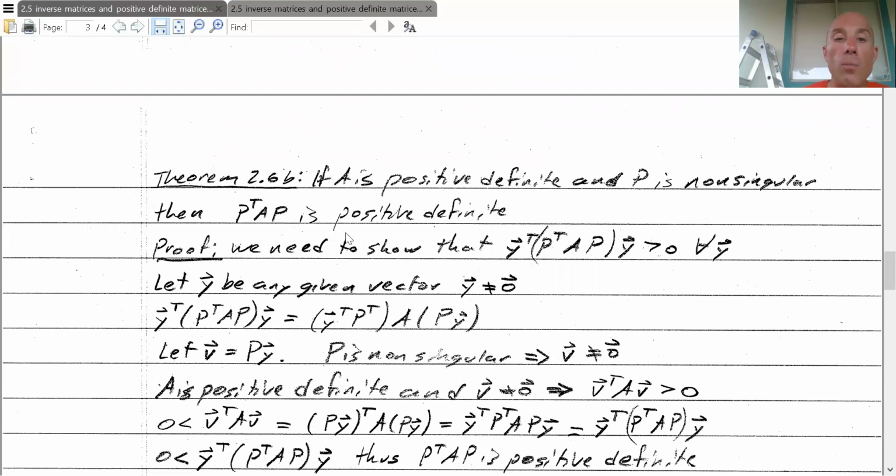What we need to do is show that I can take any non-zero y vector, and this should be all y, y is not equal to 0.